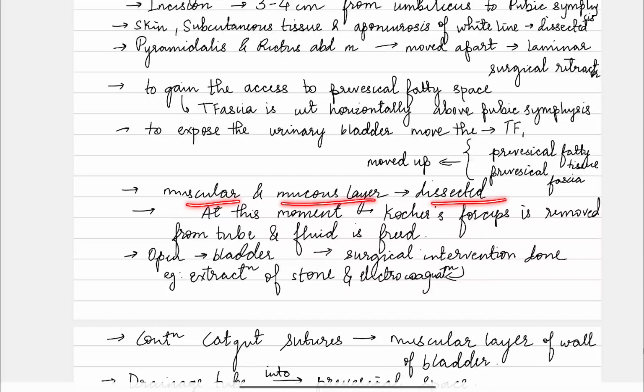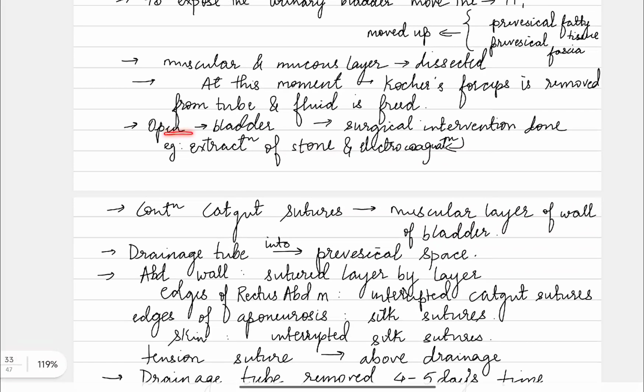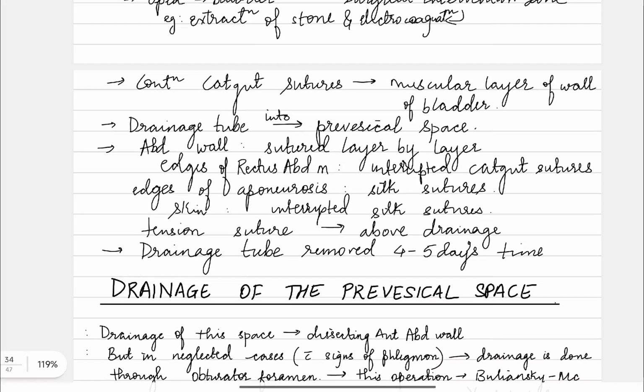To expose the urinary bladder, the transverse fascia, prevesical fatty tissue and prevesical fascia are moved up. Muscular and mucous layer is dissected. At this moment, Kocher's forceps is removed from the tube and fluid is freed. Open the bladder, surgical intervention is done, for example, extraction of stone and electrocoagulation.